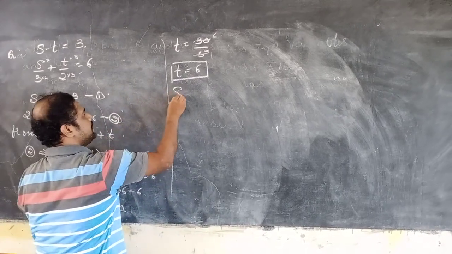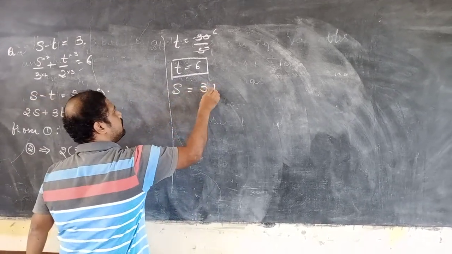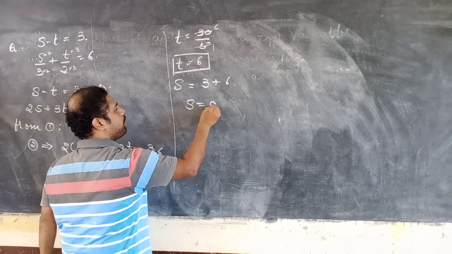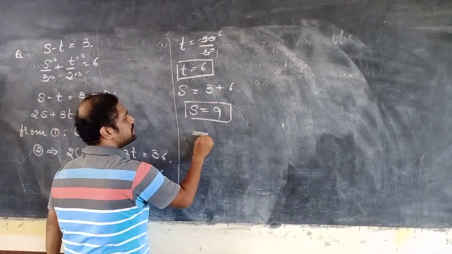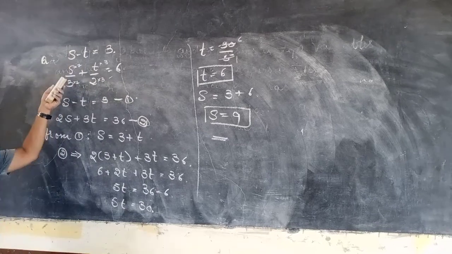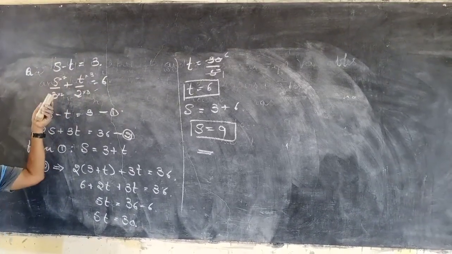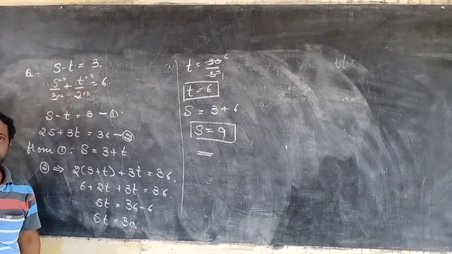That is s is equal to 3 plus 6. So the value of s is equal to 9. This is the solution of the given pair of linear equations: s minus t is equal to 3 and s by 3 plus t by 2 is equal to 6.